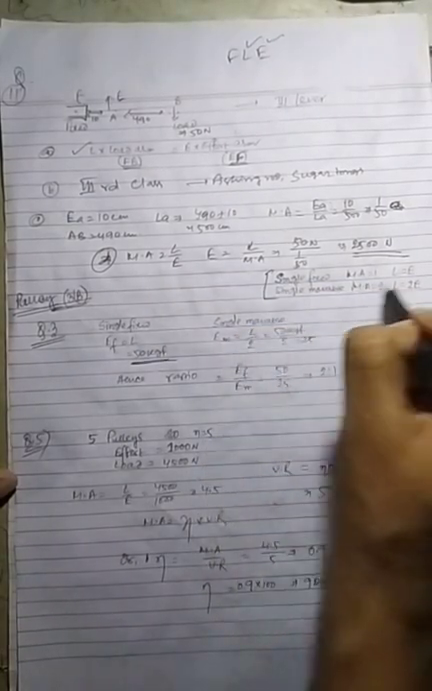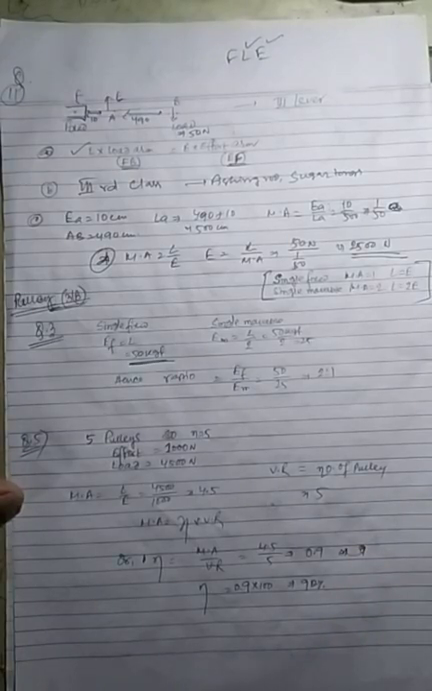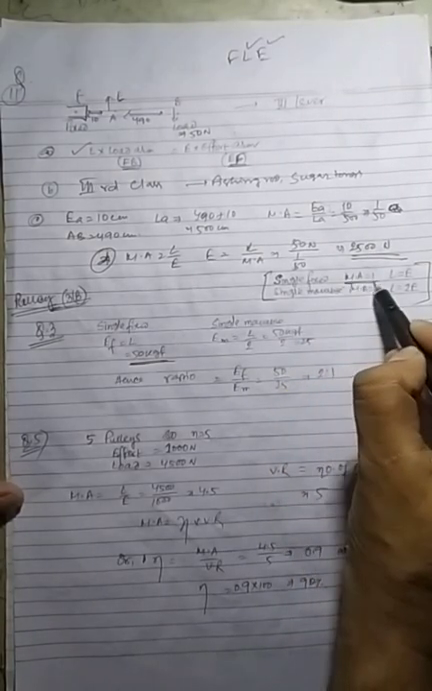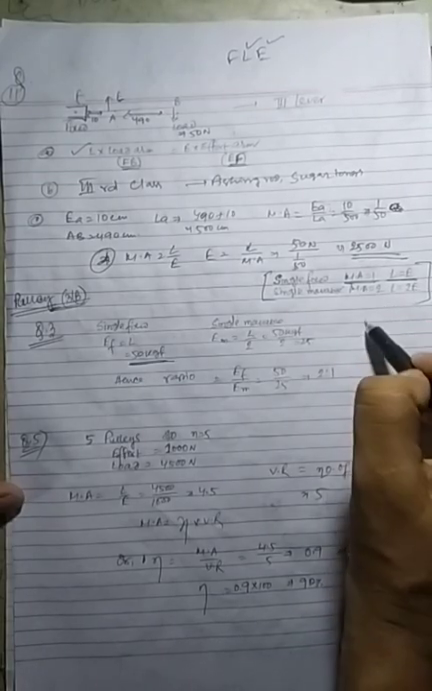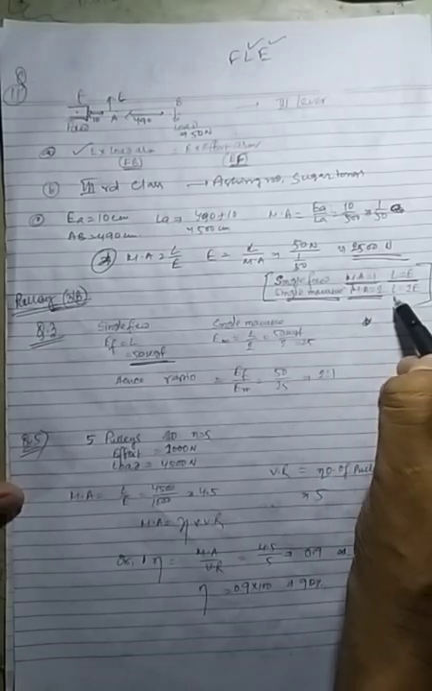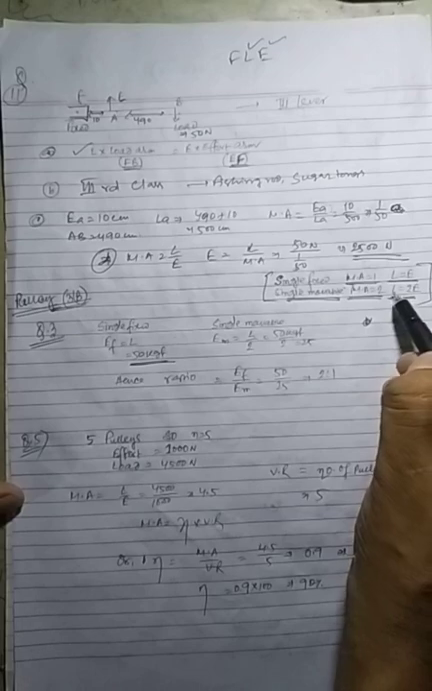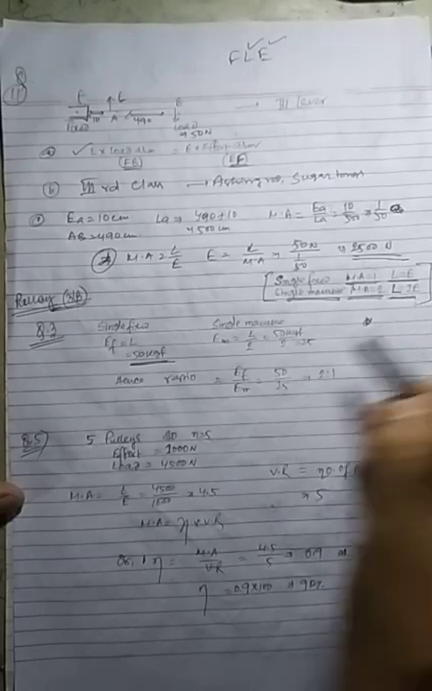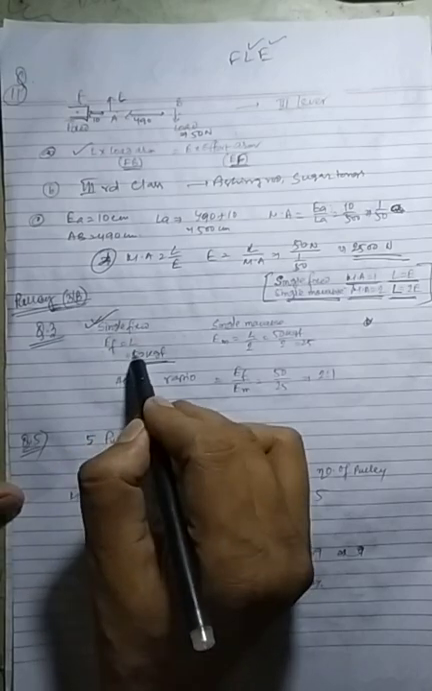First you remember these two things: for a single fixed pulley, the mechanical advantage is 1, so load is equal to effort, as MA is equal to 1. But for a single movable pulley, the mechanical advantage is 2, which means load is equal to 2E, that is 2 times effort is given to carry the same load.